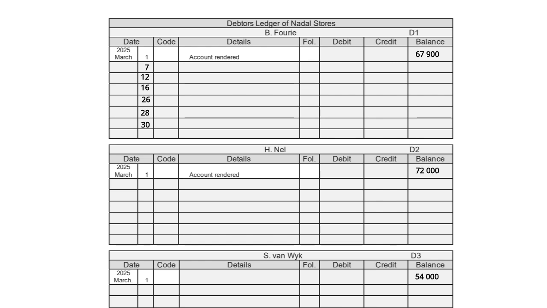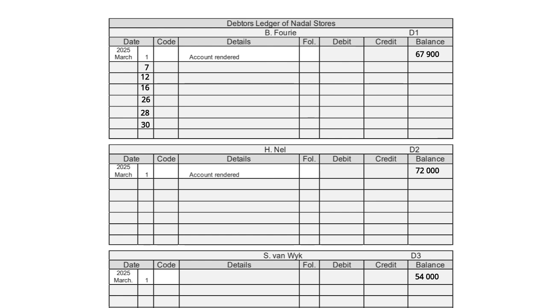Let's complete the debtors ledger of Nadal Stores. Our first debtor, debtor 1, is Fourie. We already have an opening balance of 67,900 that was given to us under additional information number 1. Then wherever you see the name Fourie, you are quickly going to add it in date order. The first transaction that I'm reading for Fourie is on the 7th. It says receive 55,000 Rand from Fourie as partial settlement of his account.